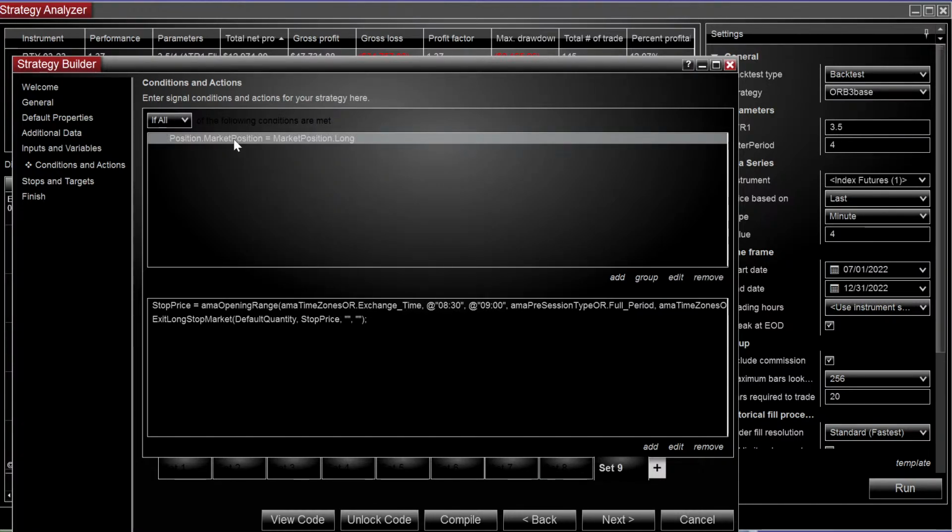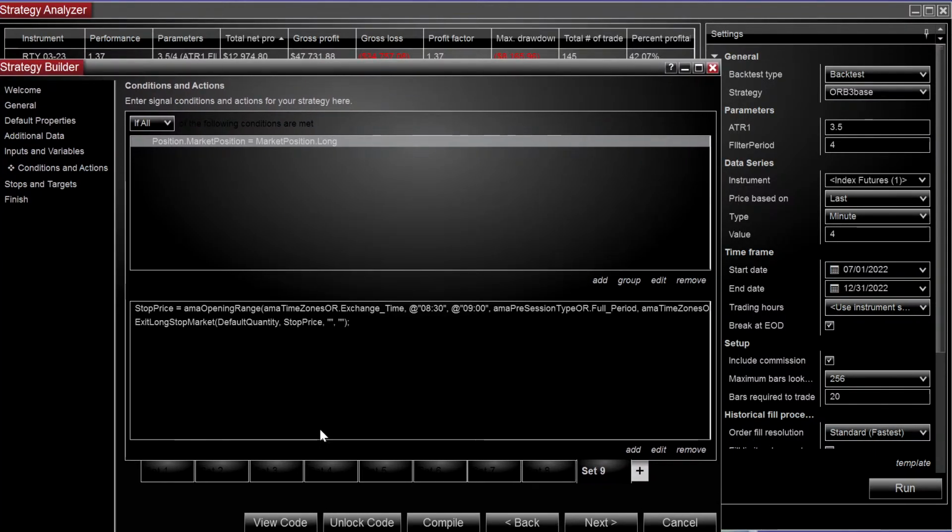And so we have to have it on position equals long because for the strategy analyzer and the way these run, it refreshes every bar. So after every bar, it looks to see if the condition is true. And so every bar it's going to say, okay, we're still long. So let's keep this order here. So it's cool. We just needed to add one set, and this should do the trick.